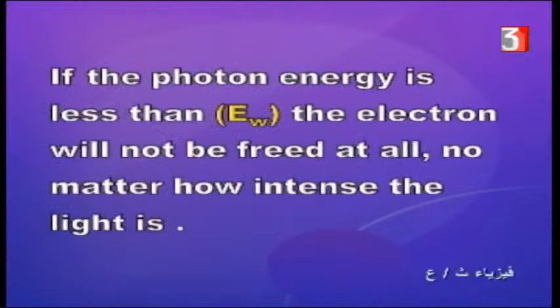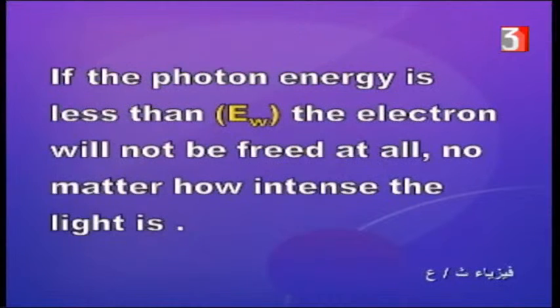The third possibility: if the photon energy is less than the work function. We started by assuming that it is equal to the work function, so the electron is freed, having no kinetic energy. If it is above, having a higher energy, the difference appears as kinetic energy. If it has an energy less than the work function, the electron will not be freed, no matter how intense the light is, no matter how many photons fall on the electron.